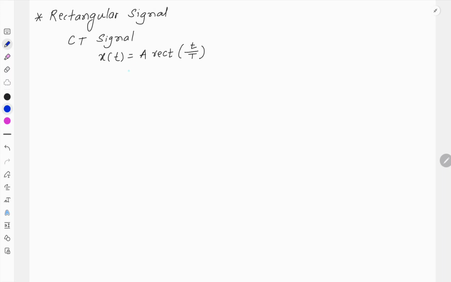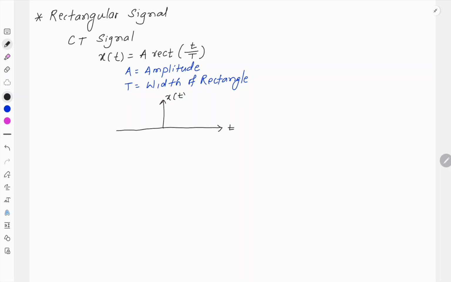In this equation, this A is the amplitude of signal and capital T is the width of rectangle. So if we plot this signal, it is represented as x-axis as time and y-axis, which is amplitude, as x of t.